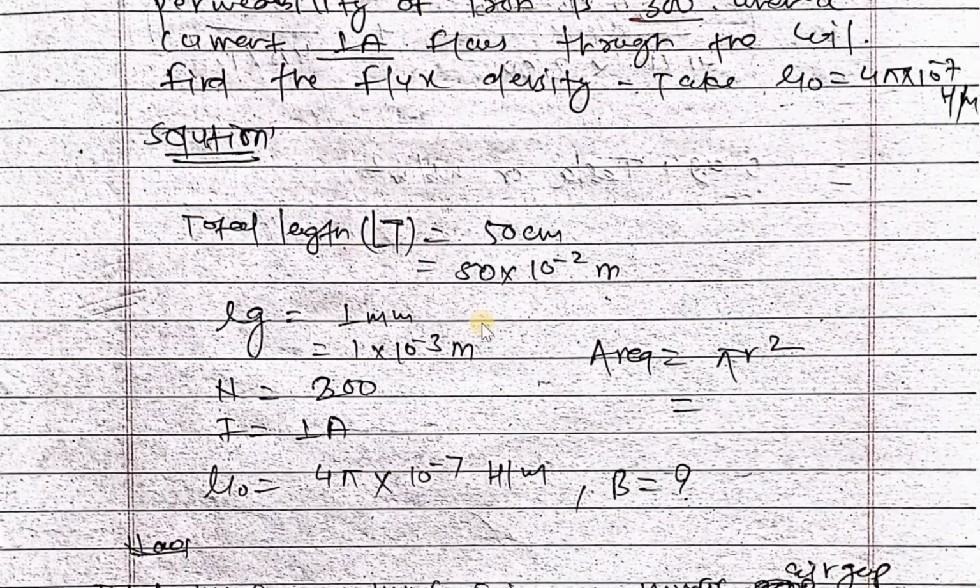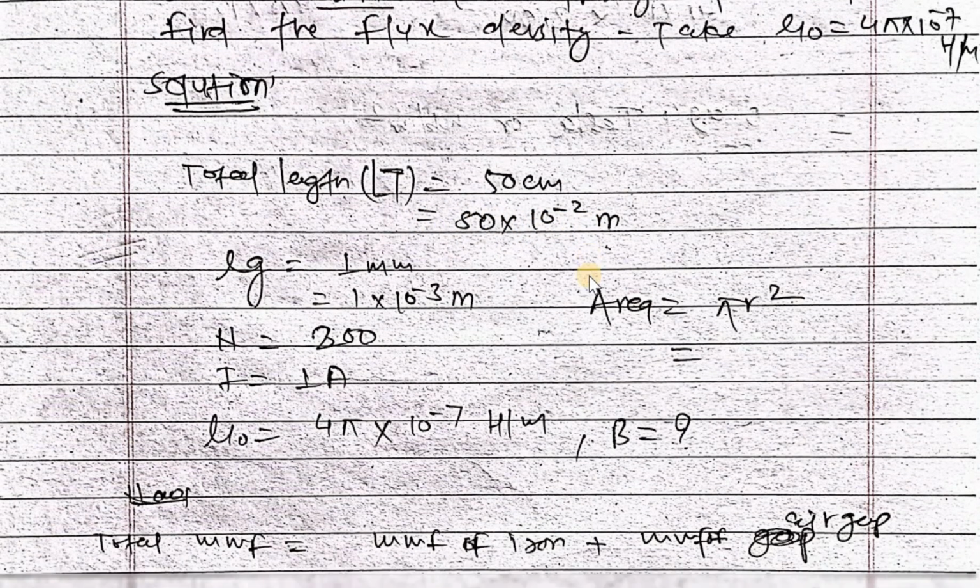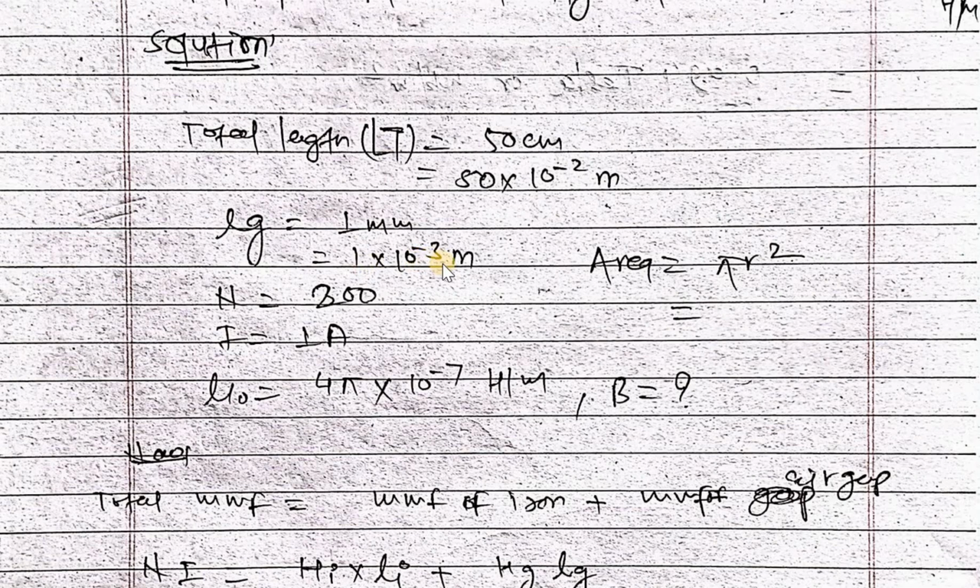First of all, write all the given data. Total length equals 50 centimeter, so 50 into 10 to the power minus 2 meter. Lg equals 1 mm, so 1 into 10 to the power minus 3 meter. And N equals 200, I equals 1, mu naught equals 4 pi into 10 to the power minus 7.